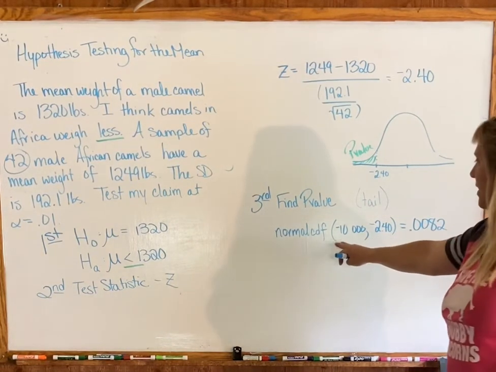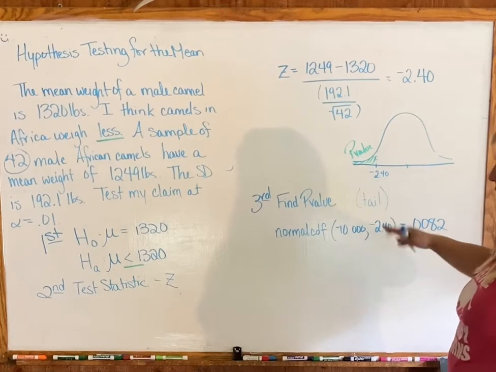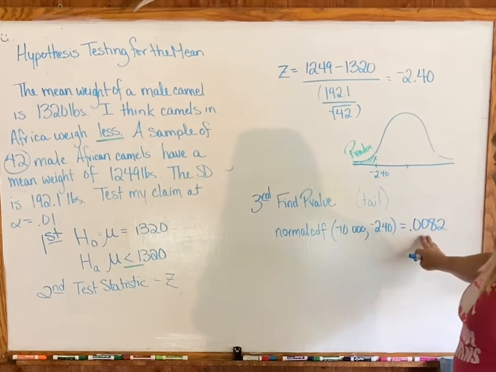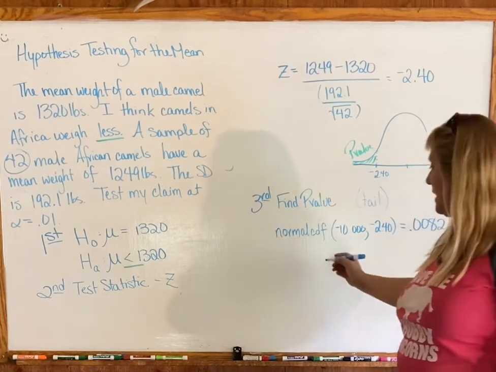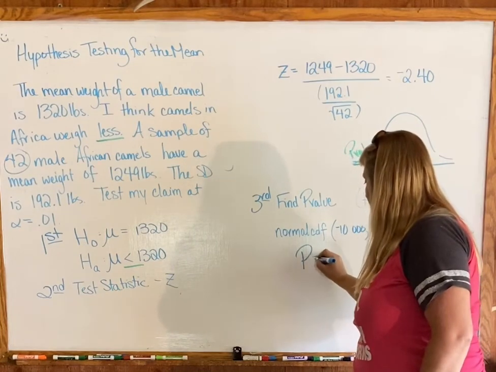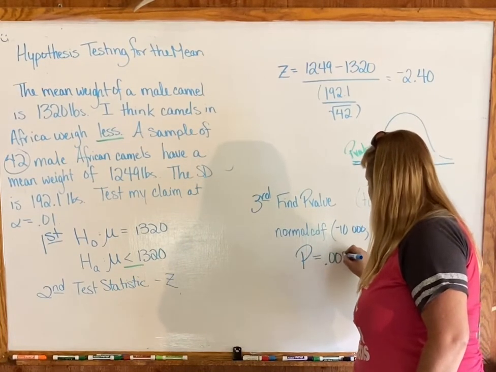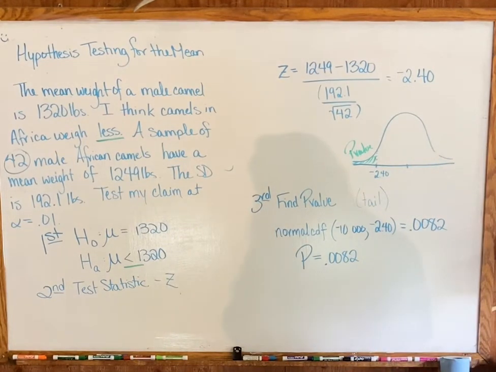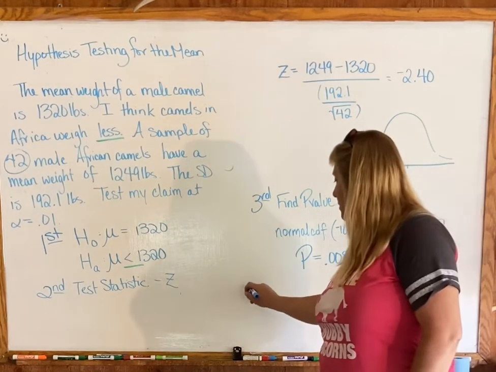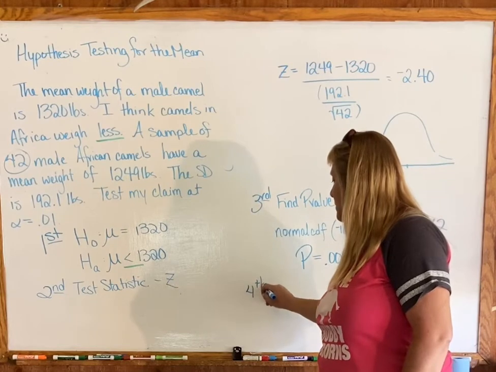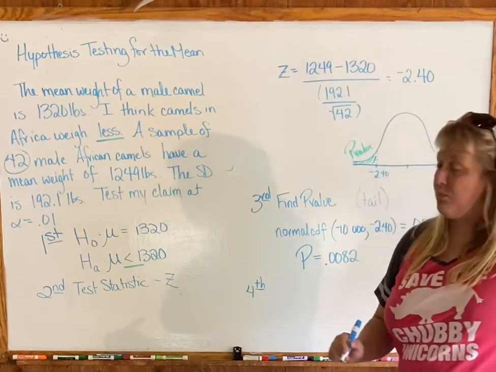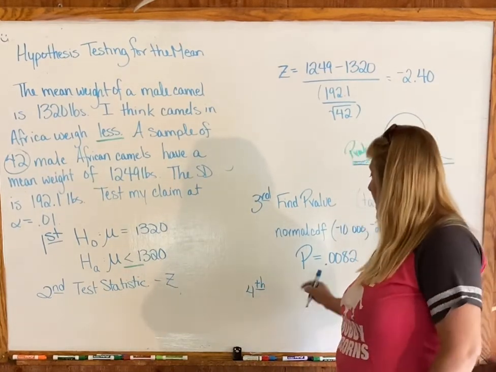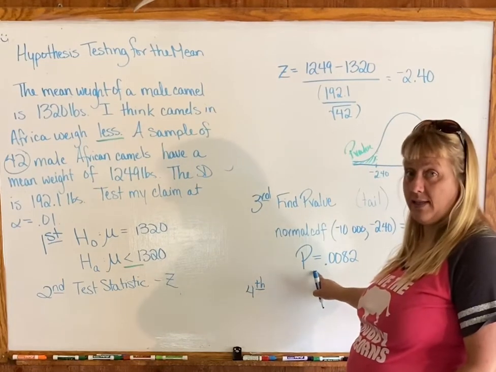Now, of course, that's the way it pops out in your calculator, but we want to make sure that we label it. This value, this tail, is our P. So we can just say capital P equals 0.0082. Then the fourth thing we have to do is we need to decide if we're going to keep or reject the null. And that comes from the comparison here.